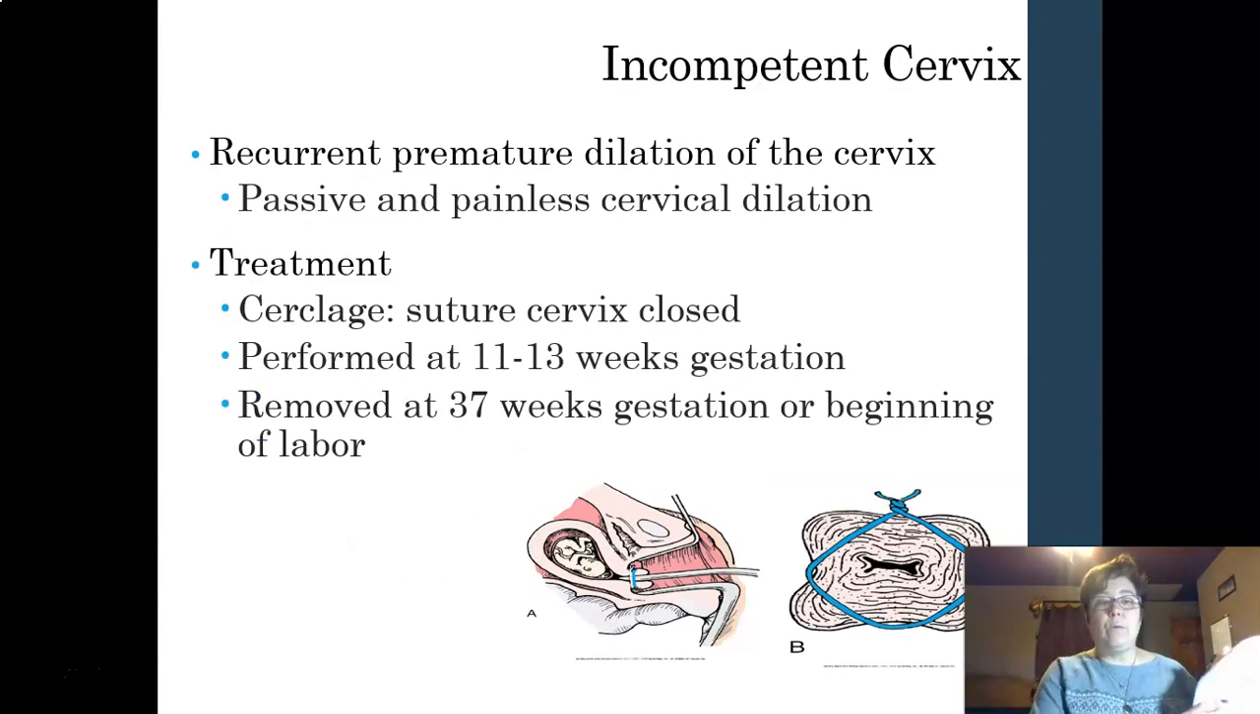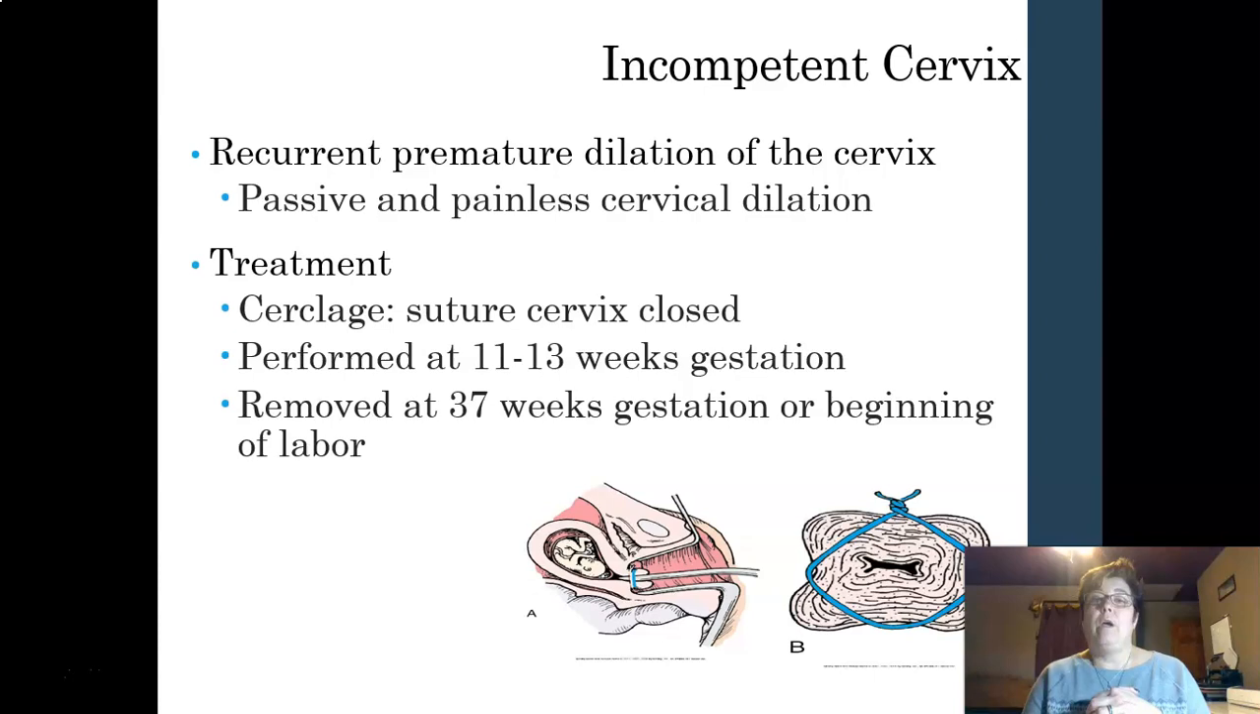All right, the last thing we're going to talk about with the early bleeding is what's called an incompetent cervix. Now, if you think about the word incompetent, it means I'm not doing what I'm supposed to. I don't know what I'm supposed to do, and I'm not doing it. So during pregnancy, the cervix is supposed to stay closed and protect that pregnancy. Okay? So what happens with an incompetent cervix is it doesn't do that.